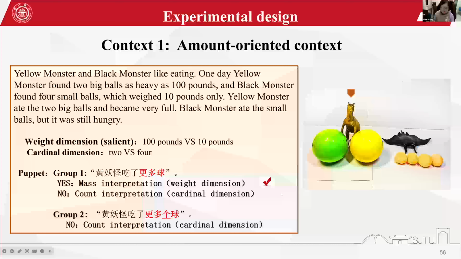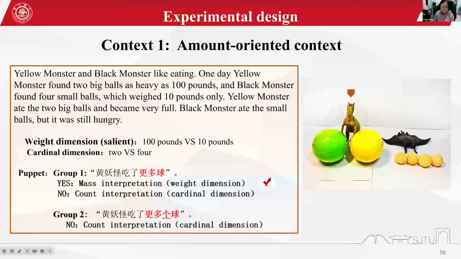So we predict that in this amount-oriented context, the mass interpretation should be favored, by accepting the sentence. So if you accept the sentence, that means you assign the mass interpretation to this sentence. But it could also be possible that you reject the sentence, right? So 环绕怪吃了更多球, you may say no. If you reject the sentence, then you assign the count interpretation, because the yellow monster only ate 2 balls.